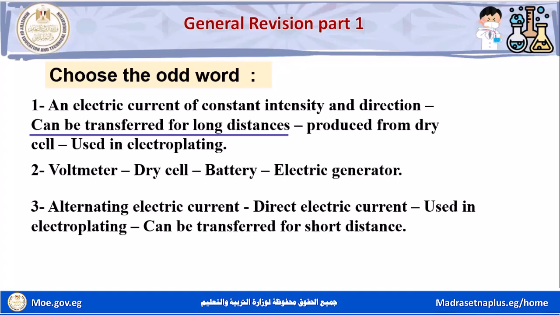Okay. Question number 2. Voltmeter, dry cell, battery, electric generator.